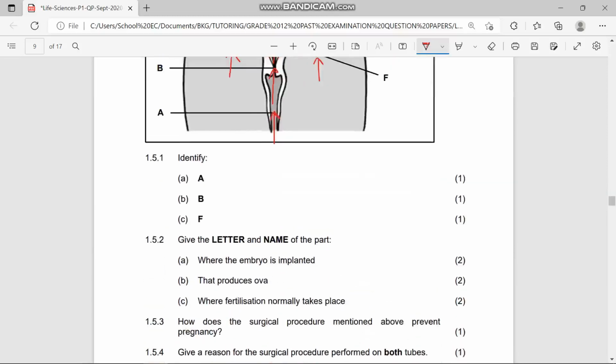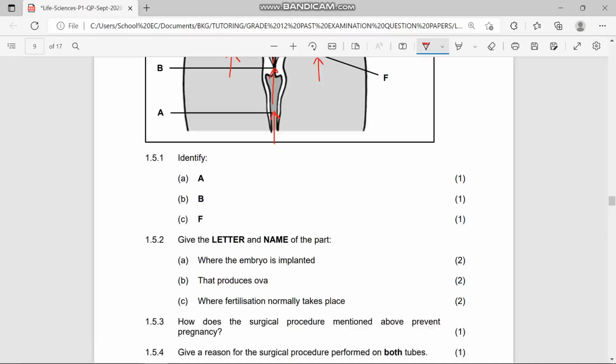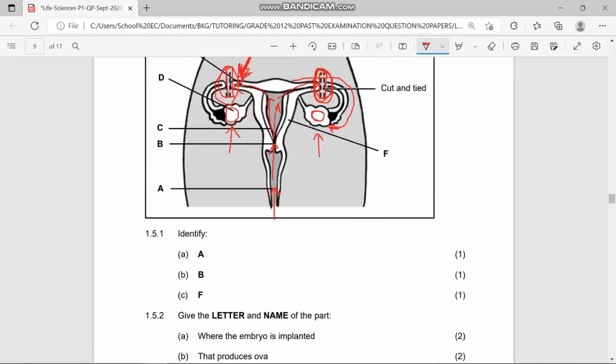So basically, as I explained for 1.5.4, we can say both ovaries release ova, because both ovaries release ova alternately. That's what I told you: both this side and this side release ova. Both ovaries release ova.